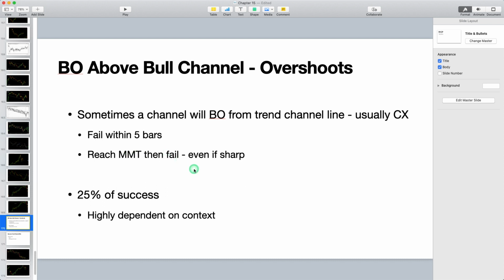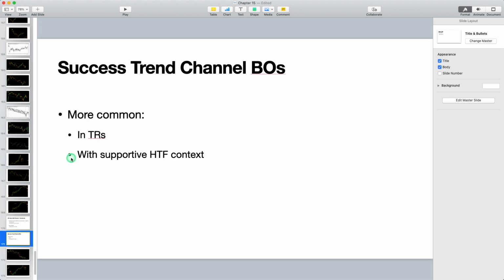So now with all these examples of climaxes and overshoots, it's also important to remember that 25% of the time, you will get a successful breakout of a channel. And that's highly dependent on context. So there are certain contexts that are more conducive to successful breakouts of channels. And usually that's in a trading range and when the higher time frame context is more supportive.